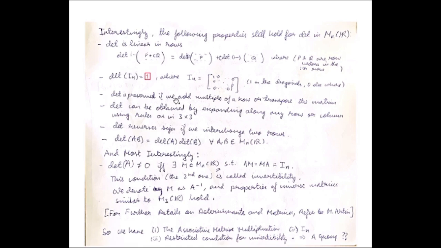So determinant is preserved if we add multiple of a row or transpose the matrix. That is, if we take a row, multiply it with some constant and add it to some other row, keeping the original row fixed and just changing the other row with a constant times another row added to it, we find that the determinant remains the same. The transpose is similar. The determinant of A is equal to determinant of A transpose.